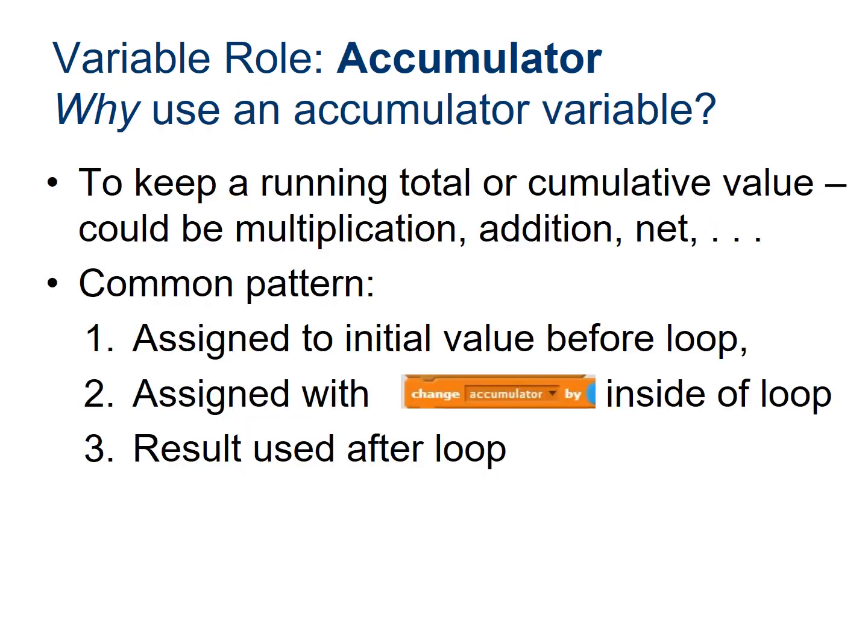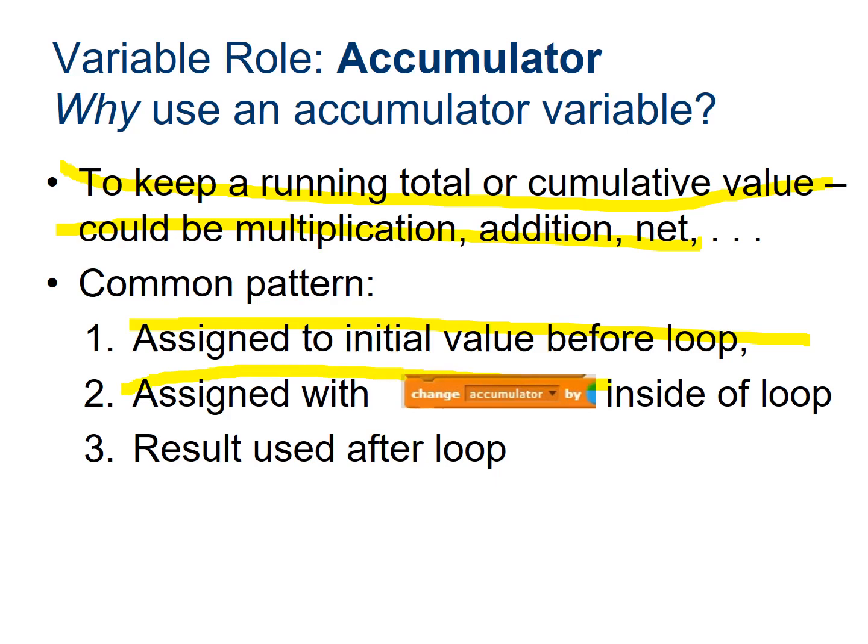An accumulator is used to keep a running total or a cumulative value. We could be adding, we could be multiplying a number. Very often we'll initially assign an initial value before the loop. Let's say, for example, an accumulator is keeping track of a score in a game. Initially, the initial value would be set to 0, and then if we collect points, then we would go ahead and continue adding or subtracting points, maybe if for some reason you lose points.